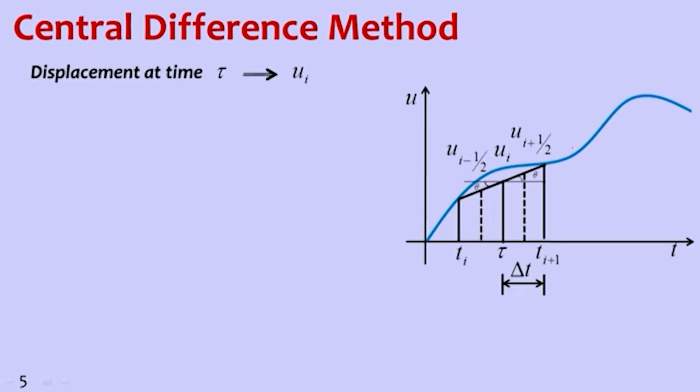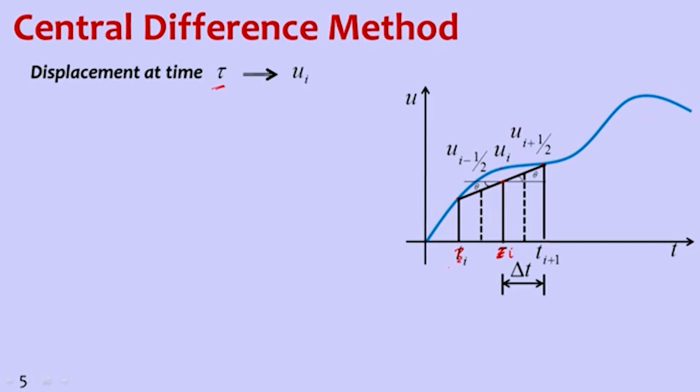If we take a time instant, say tau, you can see it is in between t i and t i plus 1. If we want to get velocity or displacement at this point, you can see this one. Actually displacement is here and displacement is here. These are the displacement values. This is the displacement function. So, at t equal to t i, the displacement value is u i.